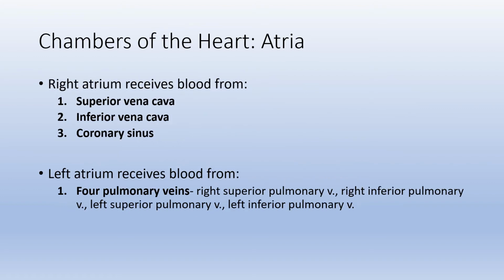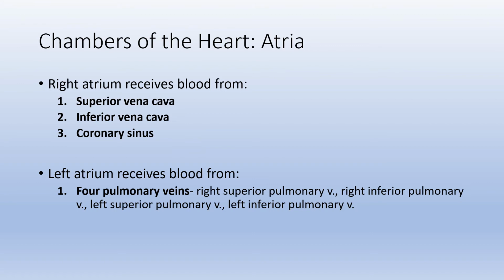The left atrium and right atrium are known as the receiving chambers of the heart, but you have to know where exactly they receive blood from. Remember, the right side of the heart, any chamber, right atrium or right ventricle, is deoxygenated blood. The left side of the heart includes left atrium and left ventricle, oxygen-rich blood.